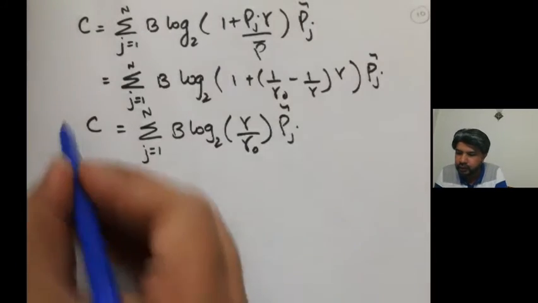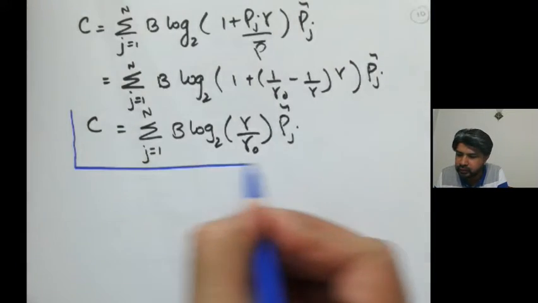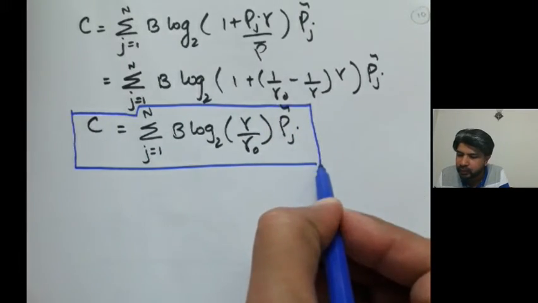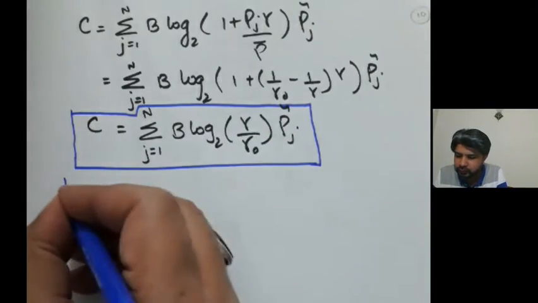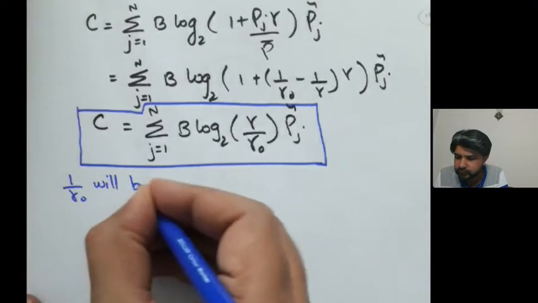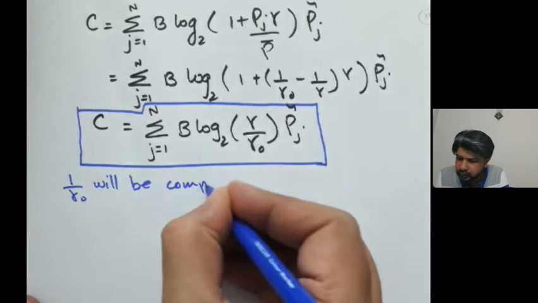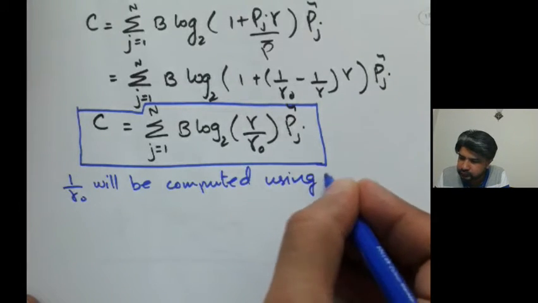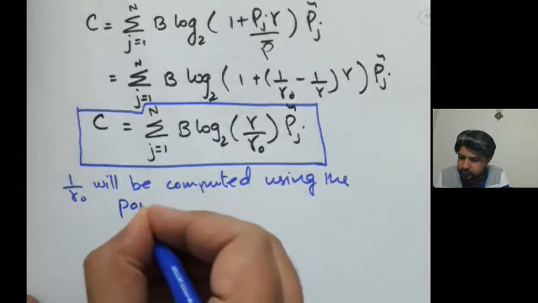We still have to figure out how you would compute this gamma naught, right? That we are going to do next. So this 1 over gamma naught, or gamma naught, would be computed using the power constraint.